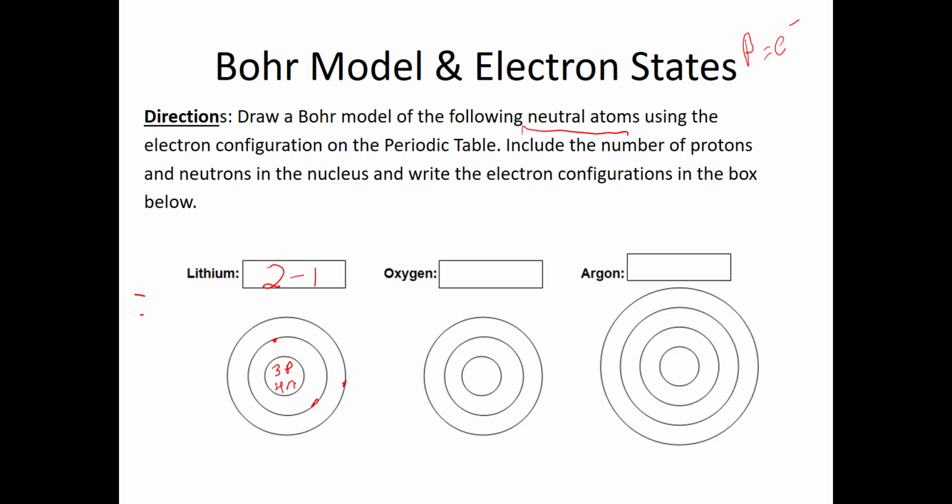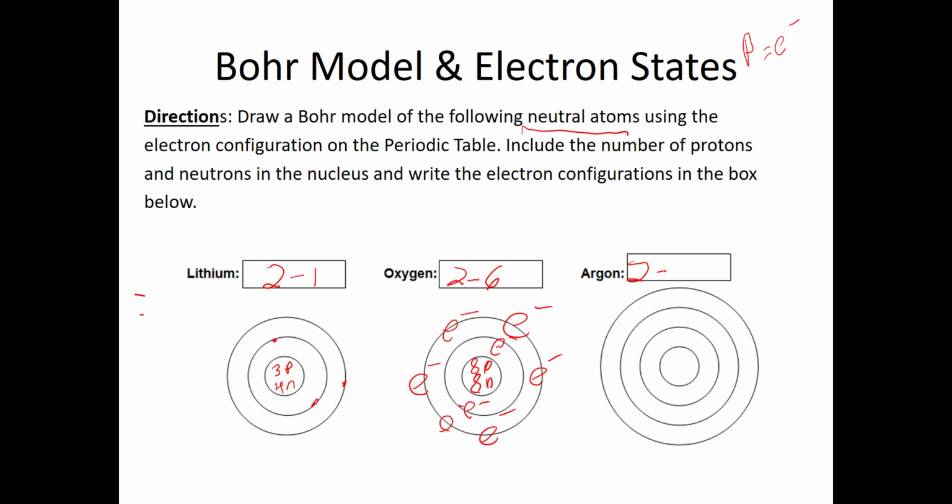Oxygen, we know is going to be 2-6. In the nucleus, we're going to have 8 protons. We're going to have 8 neutrons. First principal energy level here, we're going to have 2. Second principal energy level, we're going to have 6. 1, 2, 3, 4, 5, 6. Okay, the electrons, doesn't matter where you put them as long as they are the correct number on each orbital. Next one we have is argon.